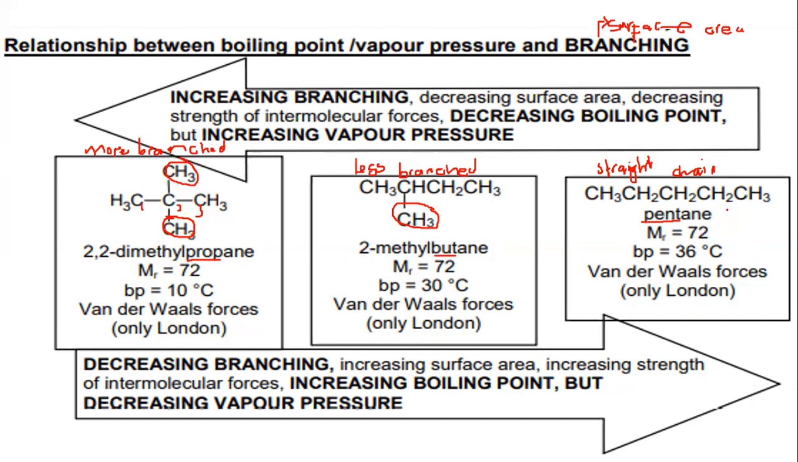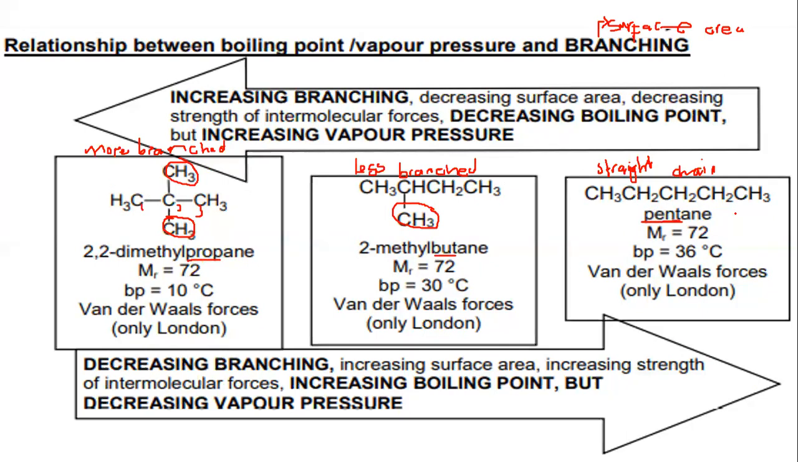Firstly, what you should see there is that the impact of branching reduces the size of the parent chain. The size of the parent chain here is 5 carbons long, it's pent. The size of the parent chain is 4 carbons long, it's a but. The size of the parent chain here is 3 carbons, it's a prop. So the molecule is actually becoming smaller in terms of surface area because this is 5 carbons long, this is 4 carbons long, so it becomes less. This is 3 carbons long.